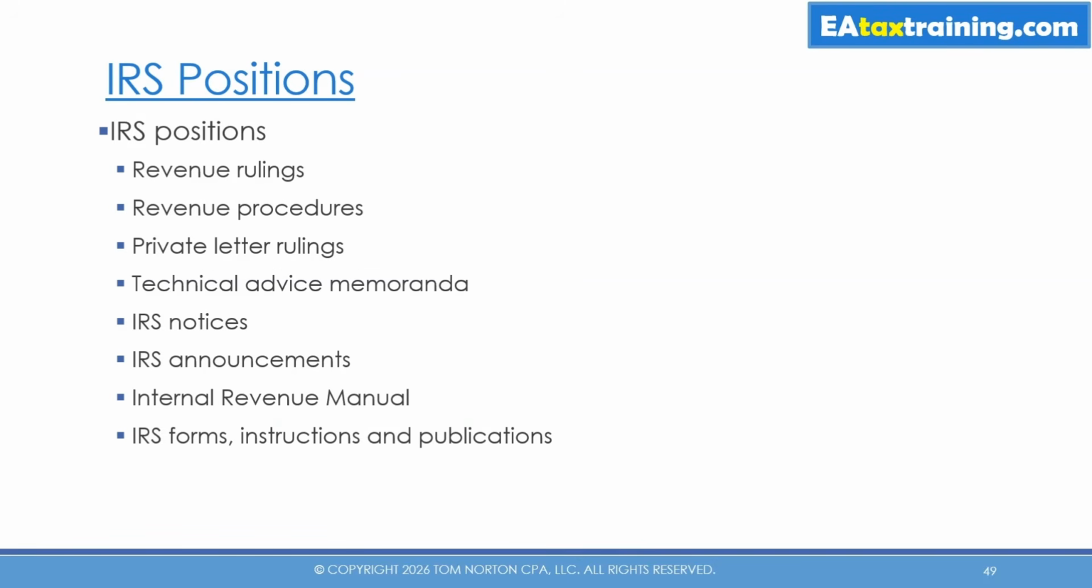IRS positions. So the IRS will state their position on issues via several different methods. You've got revenue rulings, revenue procedures, private letter rulings, technical advice memoranda, IRS notices, and IRS announcements. Those are all authoritative IRS positions. We'll talk about each of those. And then you've got the Internal Revenue Manual and IRS forms, instructions, and publications. Those are not authoritative, but they still do reflect IRS positions. So let's talk about each of these.